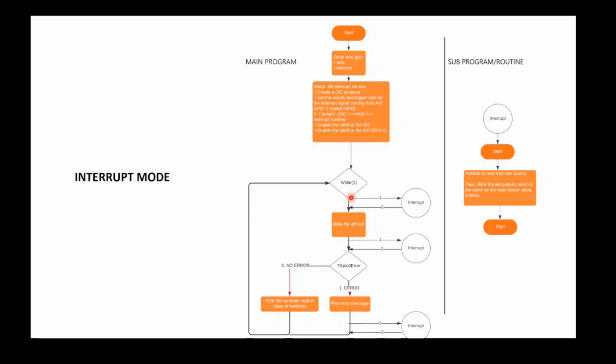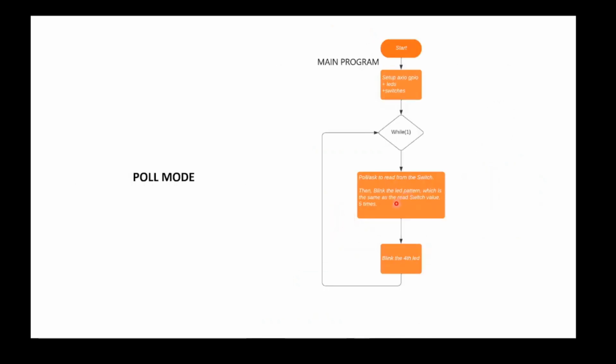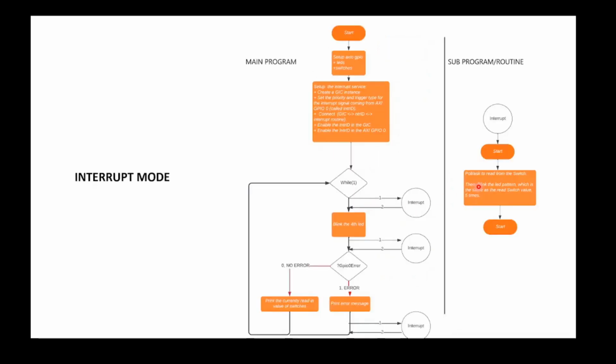So that's the concept that we want to do in order to see the difference between the poll mode and the interrupt mode. In the poll mode, we will ask for the value from the switches and also blink the LEDs inside our main program. However, in the interrupt mode, we don't do that task inside the main program. We will only do that task when an interrupt from the switches happens. Then we will do it.